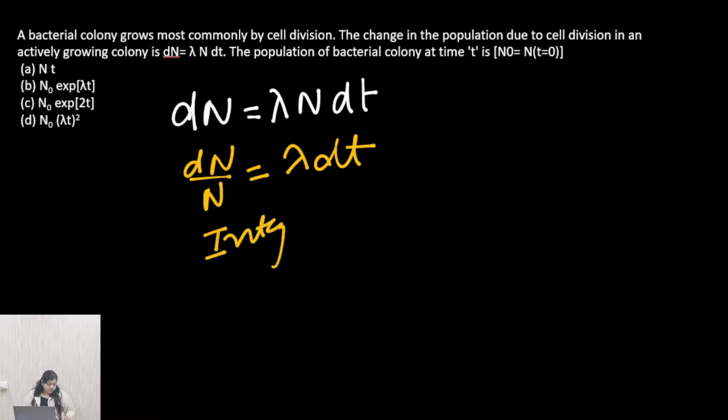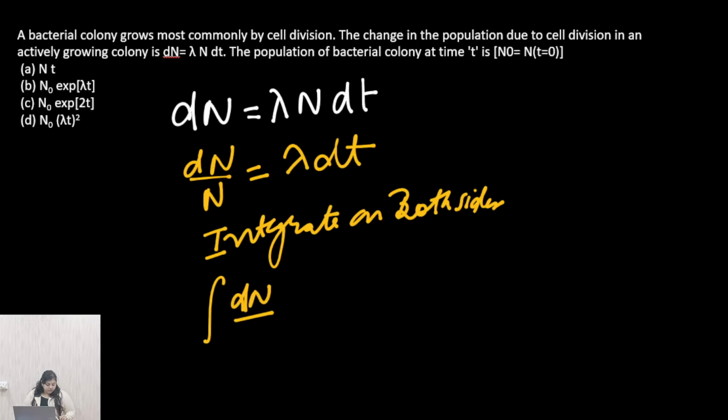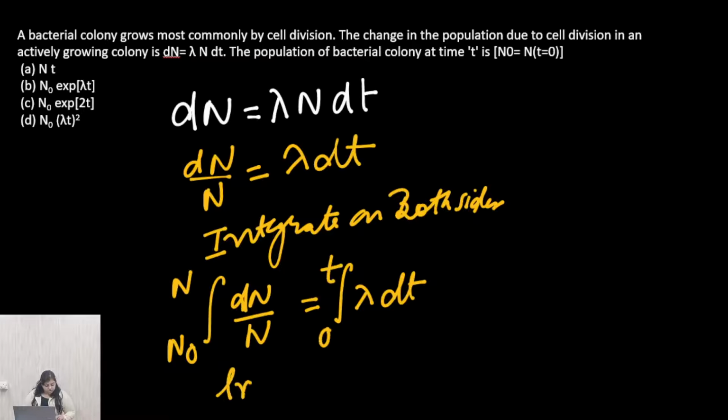Integrate on both sides, we are getting dN by N. The concentration of the bacterial growth that is taking place goes from N naught, that will be at time t equal to 0, to the final concentration, which will be N. This is equal to lambda times dt. Time is going from 0 to t. Solving this, natural log of N goes from N naught to N, that is equal to lambda into t, where time is from 0 to t.